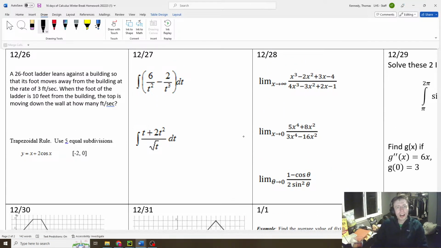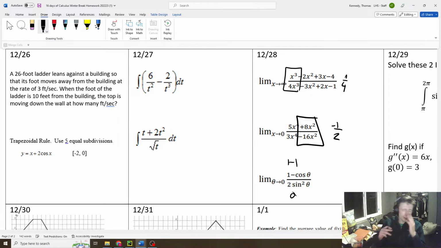All right. Limit as x approaches infinity. Big powers. 1/4. Ratio of the leading terms. Limit as x approaches 0. Smaller powers. Ratio. Negative 1/2. Limit as x approaches 0 of 1 minus 1 over 0. 0 over 0. This sucks.